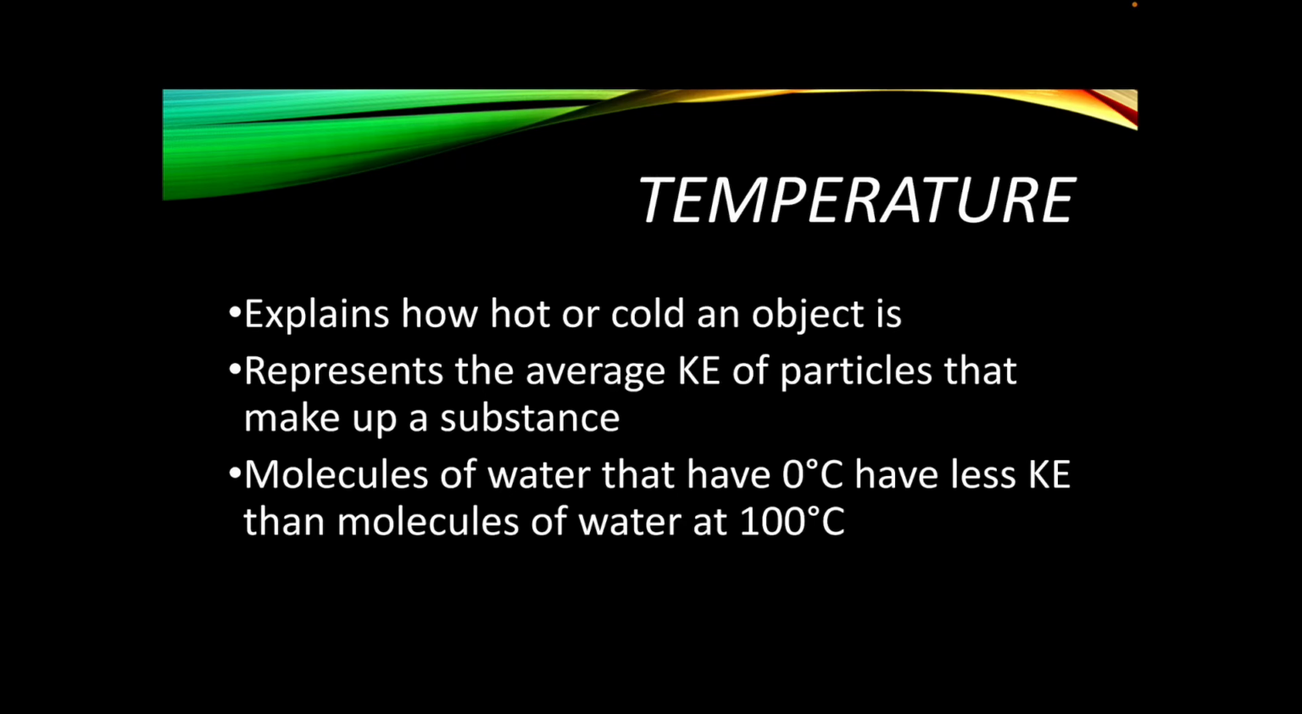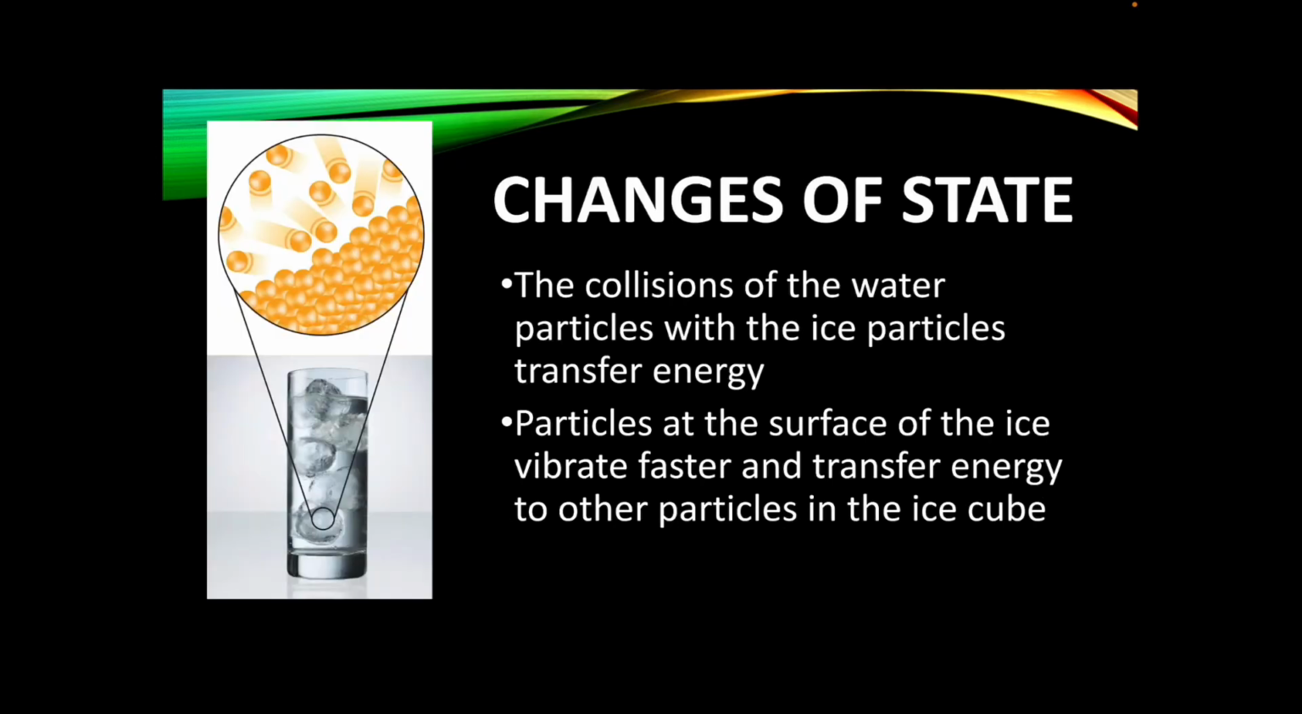Temperature is basically how hot or cold something is, right? How hot or cold an object is. Temperature is going to show you the average kinetic energy of the particles that make up a specific substance. If you talk about 0 degrees Celsius, obviously those are going to have less kinetic energy than something at 100 degrees Celsius because one is going to be colder, therefore more solid. The other one is going to be more liquid.